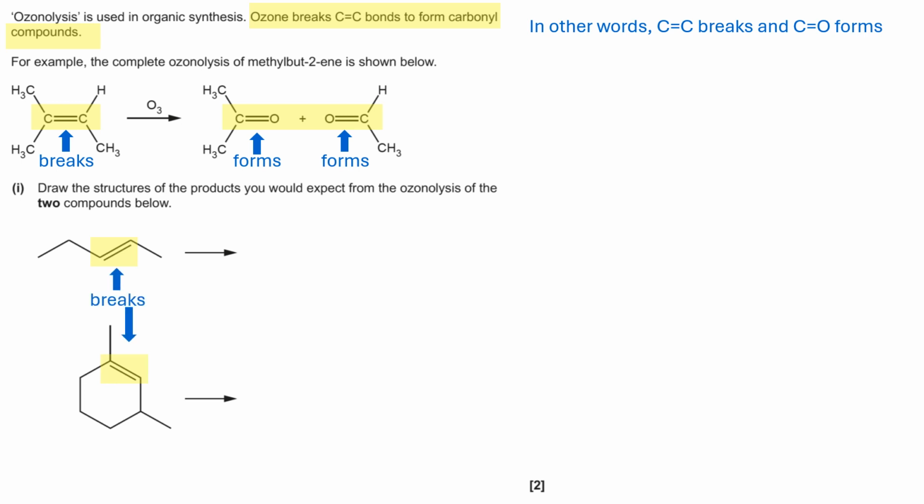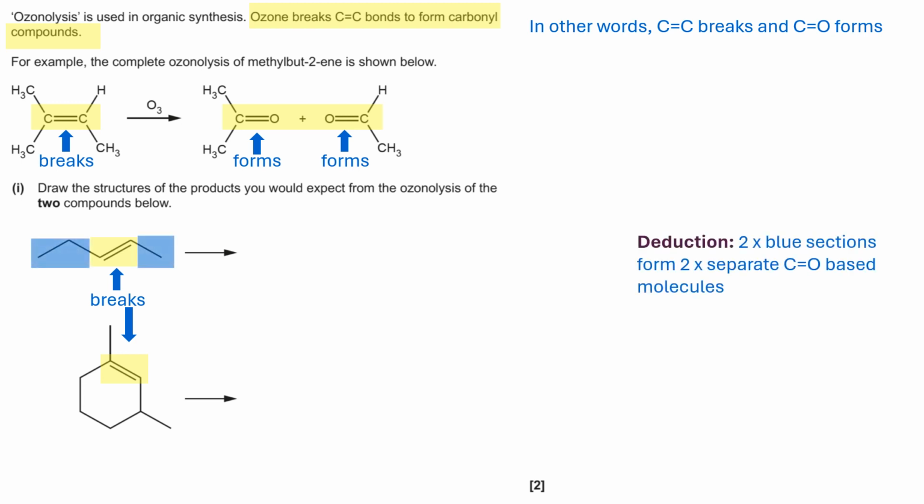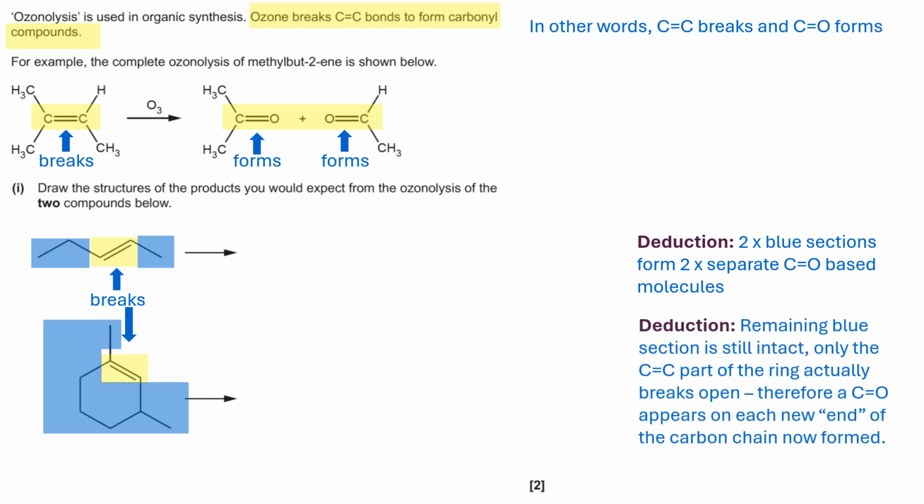So in the two examples we're being asked to think about, you go to the double bond and you make sure it breaks. So in the top example, the two blue sections form two separate C double bond O based molecules. In the bottom section, the remaining blue section is intact, so only the carbon-carbon double bond part of the ring, which is highlighted in yellow, actually breaks open. So a C double bond O appears on each new end of the carbon chain now formed. So that gives you these structures here. So moving on to the next part.